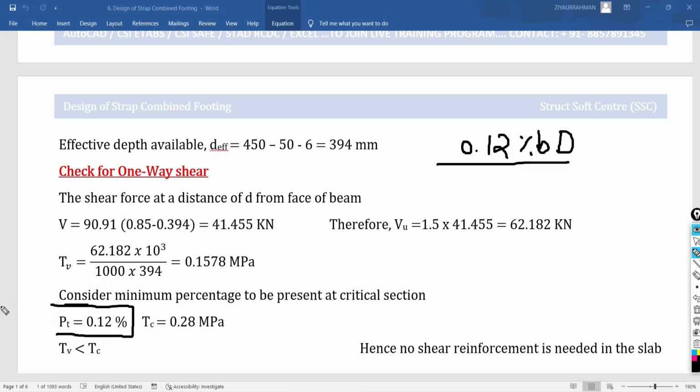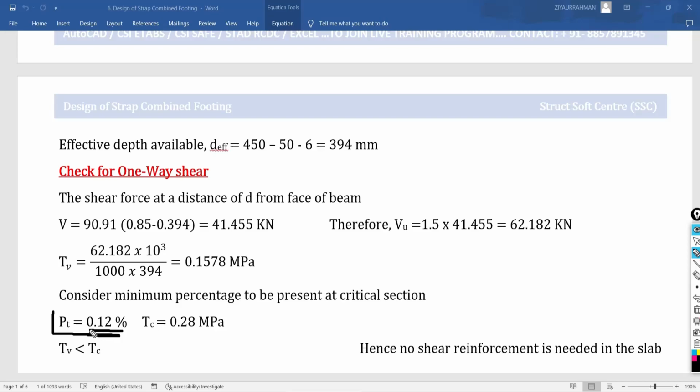If my design is satisfied with this minimum percentage of reinforcement, then it's obvious that if I provide more reinforcement, that will be safe. But if the minimum is there and my design is satisfied with that minimum percentage, that's a good thing. So here we are going to consider that at least 0.12% of reinforcement is available. Till now we have not done the design. Remember, we just make the assumption that 0.12% of reinforcement is present.